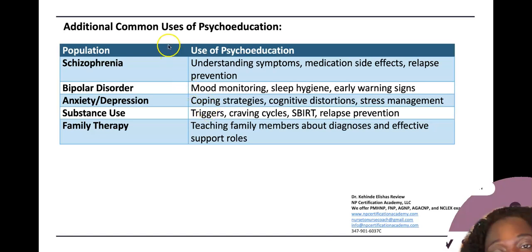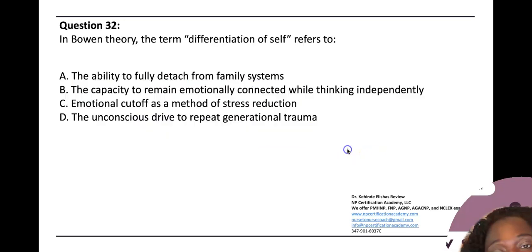But for right now, let's look into psychoeducation. For schizophrenia, the use of psychoeducation is to help them understand symptoms, medication side effects, and relapse prevention. In bipolar patients, it is to help with mood monitoring, sleep hygiene, and early warning signs. With somebody with anxiety or depression, coping strategies, cognitive distortions, and stress management are the purpose. For substance use: triggers, craving cycles, and relapse prevention. For family therapy, the purpose is to teach family members about the diagnosis and effective support roles.